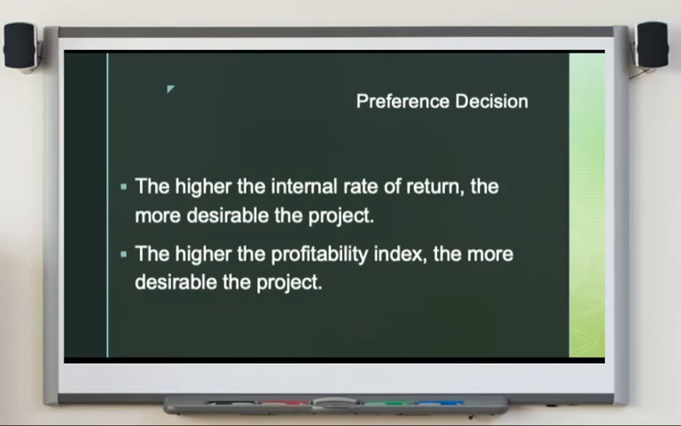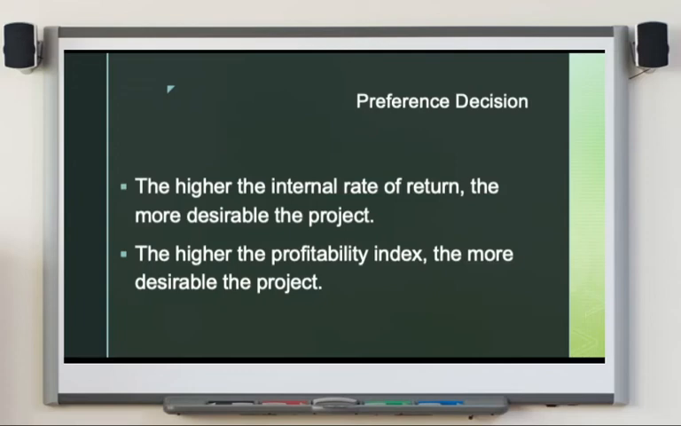We actually can use what we have learned in the previous discussion, the internal rate of return and the profitability index. These are some of the tools that can be used in preference decision. But actually, even if you use the payback period, that would be useful also. So you will be choosing the fastest project that could be recovered, the one with the shortest time period to be recovered.